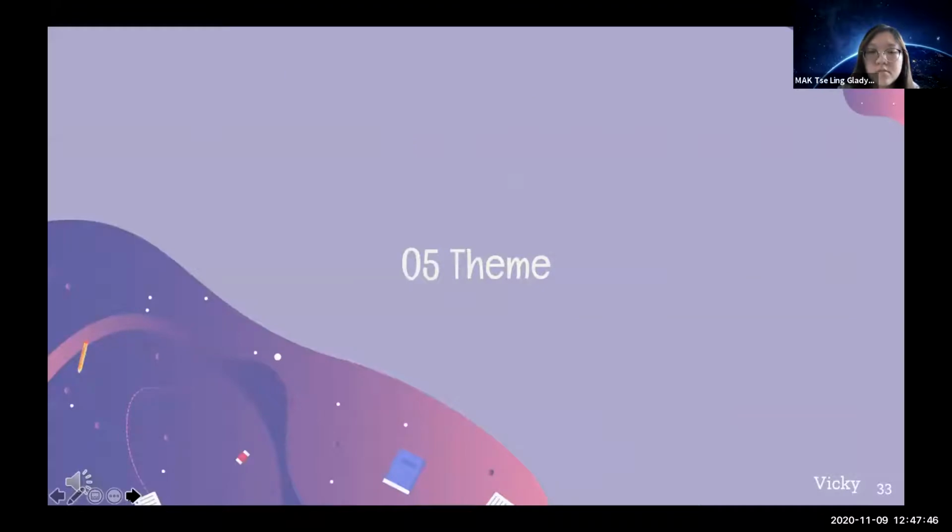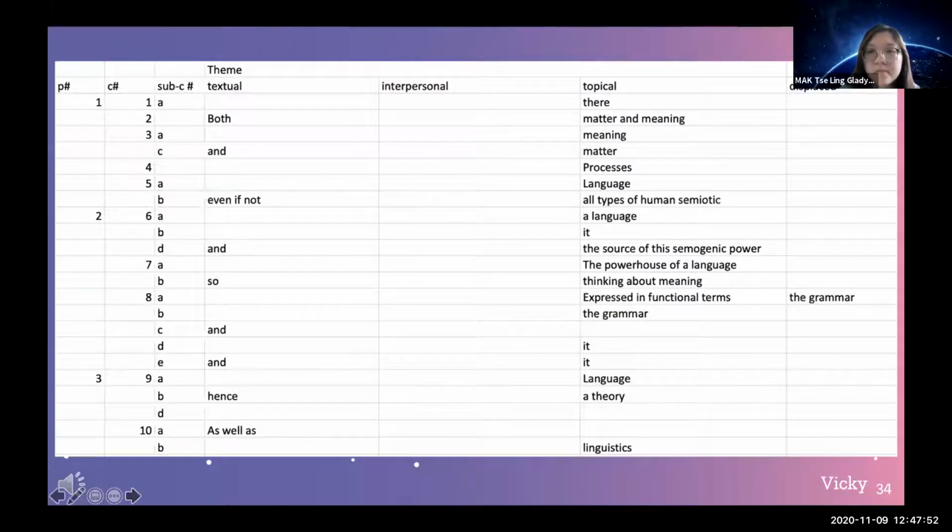Thank you, Elvis. I will now talk about the theme analysis of this abstract. Here is the table of theme analysis. I will first talk about choices of themes and then its thematic progression.